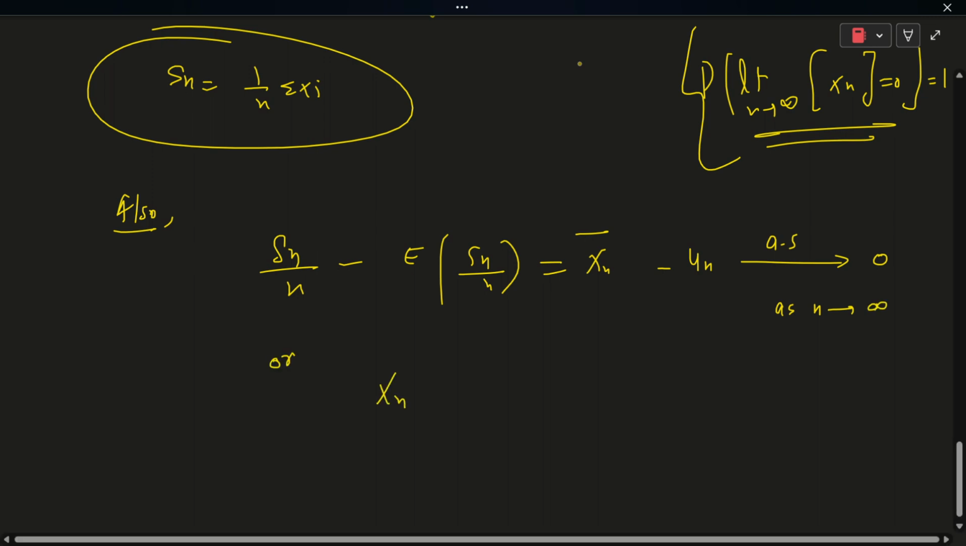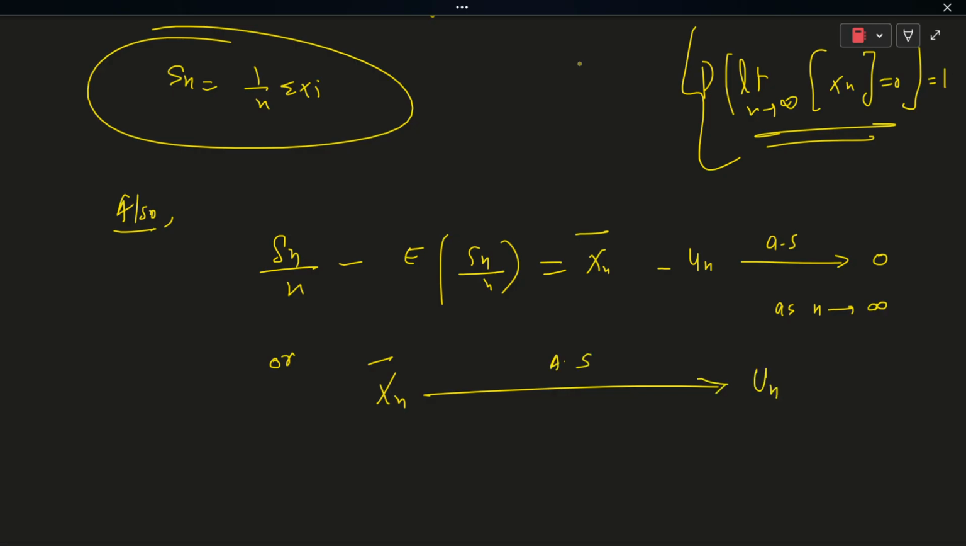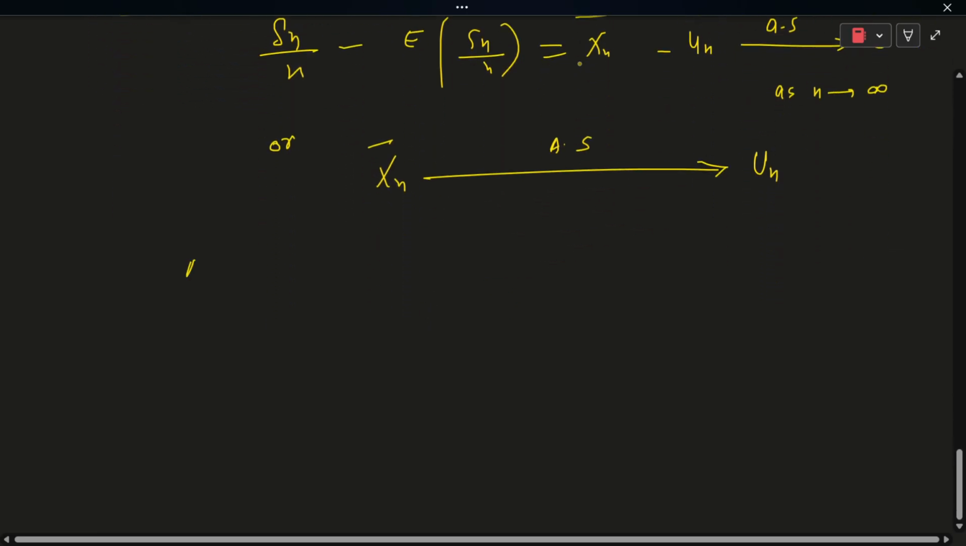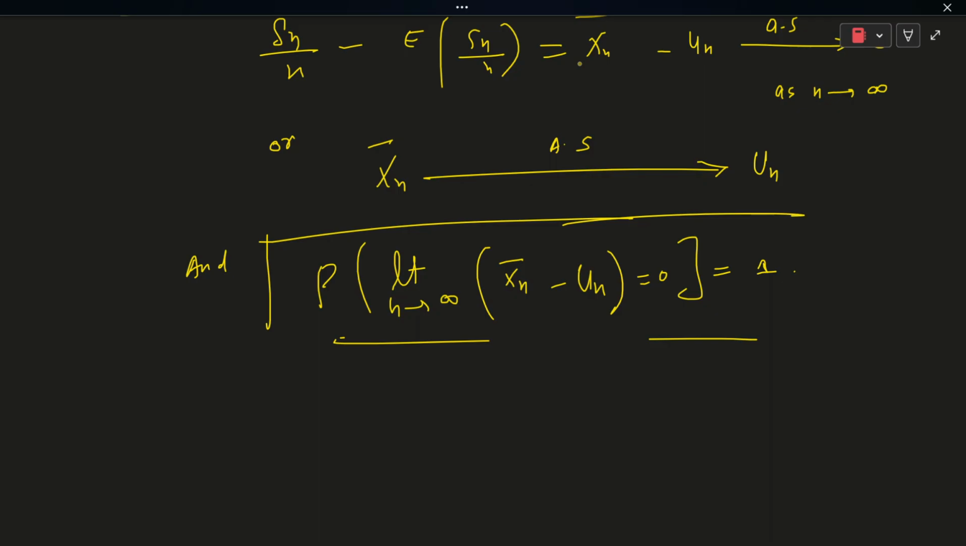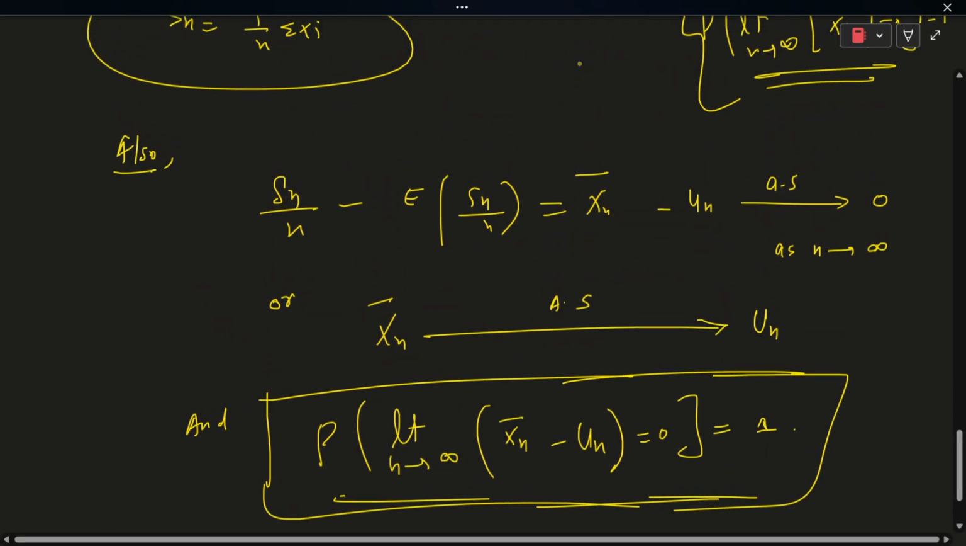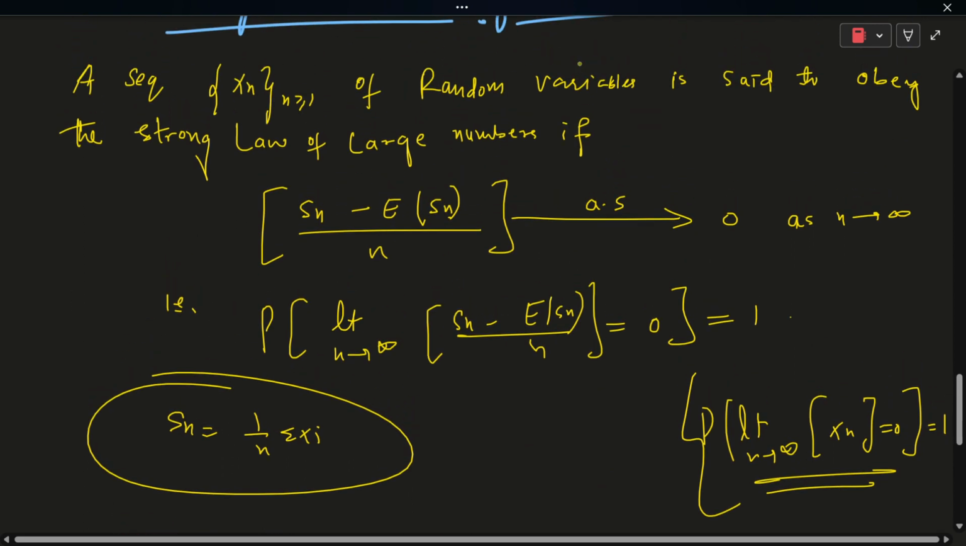This will converge almost surely to 0 as n tending to infinity. Or if we talk about the notation, this is equal to this, almost surely, and probability limit n tending to infinity xn bar minus mu n is equal to 0, and the probability will be 1. So this is the strong law of large numbers with the help of almost sure convergence. We saw this.